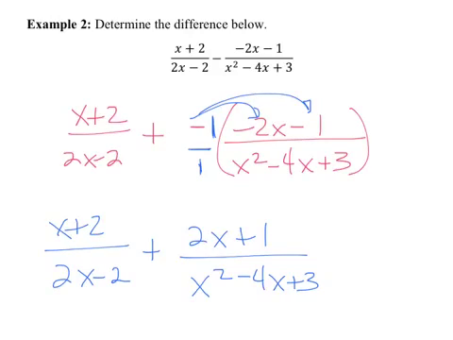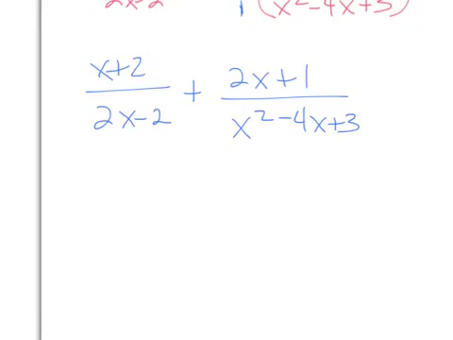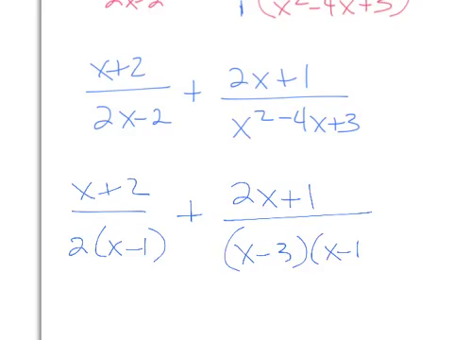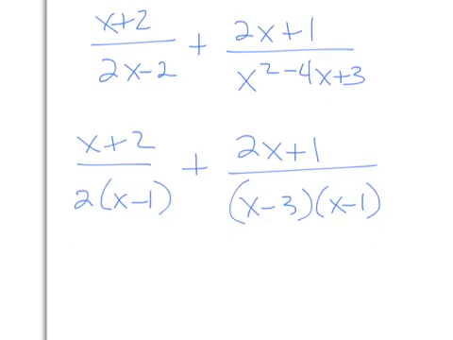Now let's go ahead and factor this to come up with a common denominator. On the left-hand side, our GCF is a 2. So it's 2 times the quantity x minus 1. And on the right-hand side, we have 2x plus 1 as the numerator. And the denominator here factors into x minus 3 and x minus 1. So we then have to say to ourselves, well, okay, what's missing? Looks like over here we're missing x minus 3.